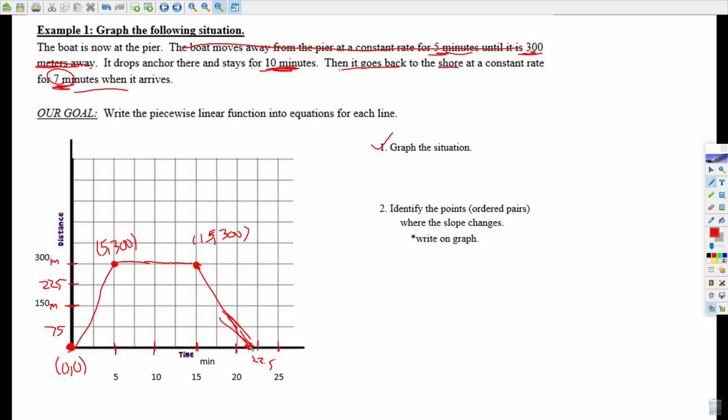And then the last one here, where we come back to the shore, since our distance is coming back to the shore, this is now at 0 on the y-axis here, but we are out 22 minutes, and now at 0. So we identified all the points where it changes slope. And you have to do that every time, because then we're going to use these points to make the equations. So hopefully you can figure out how many equations we're actually going to need if we have one slope here, one slope here, one here. So we're going to need 3 as well.